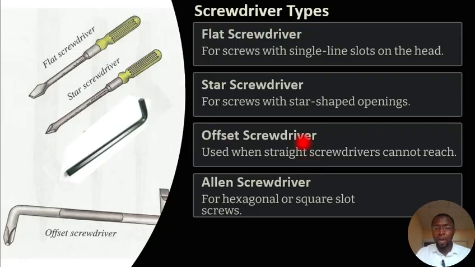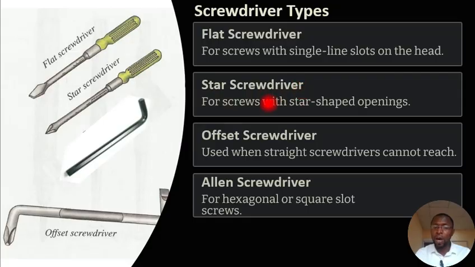Let's go deeper into it. So we have different types of screwdrivers. We have the one we call the flat screwdriver. You see it here. It is used for screws with a single line slot on the head. So this is the mouth of the flat screwdriver. So when the screw has a single line on the head, you use this screwdriver for it.